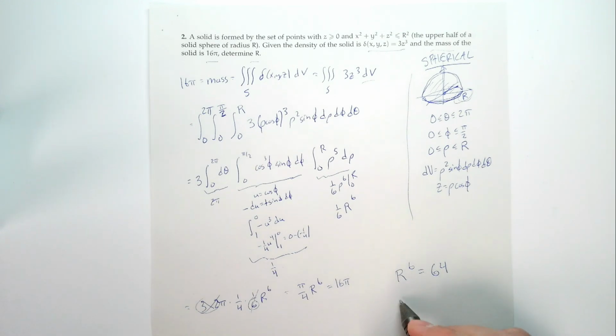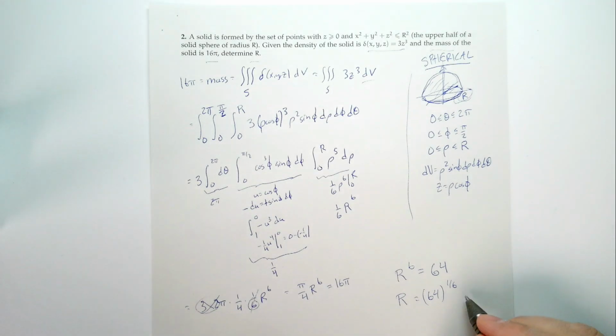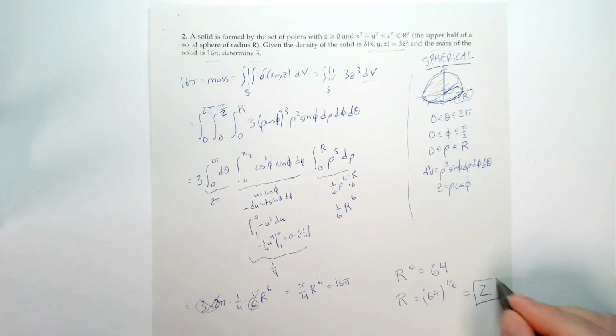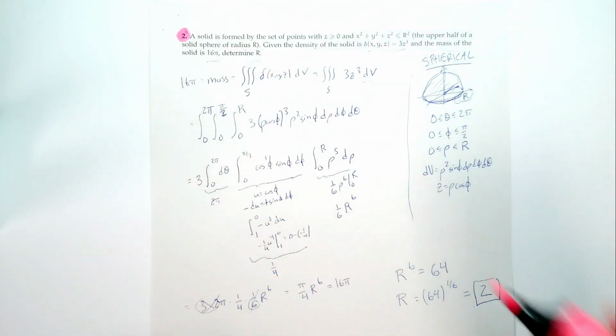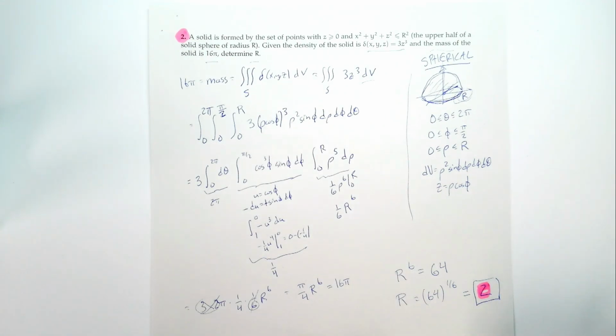Well, so what is R? R would be 64 to the 1/6, which means I'm trying to come up with some number such that when I raise it to the 6th power, I end up with 64, and there is such a number. It's called 2. And that's the answer. Now you might notice, wait a second, this is our second problem, and the answer was 2. Classic Easter egg.